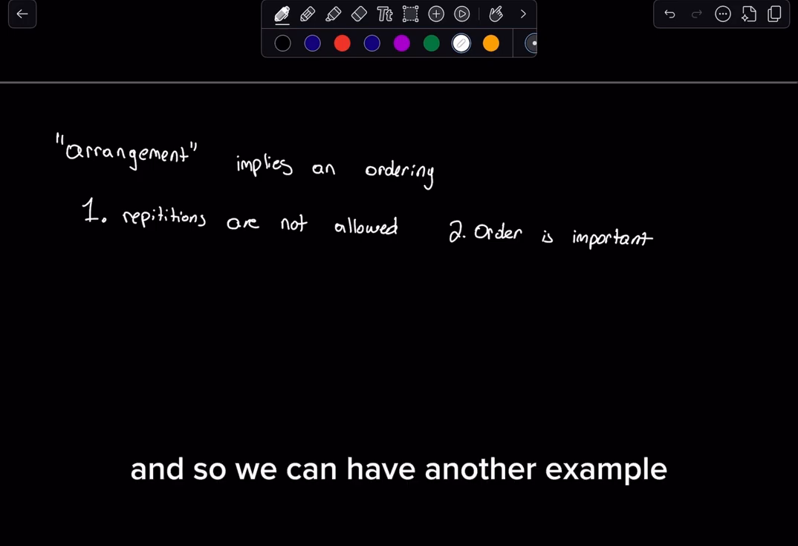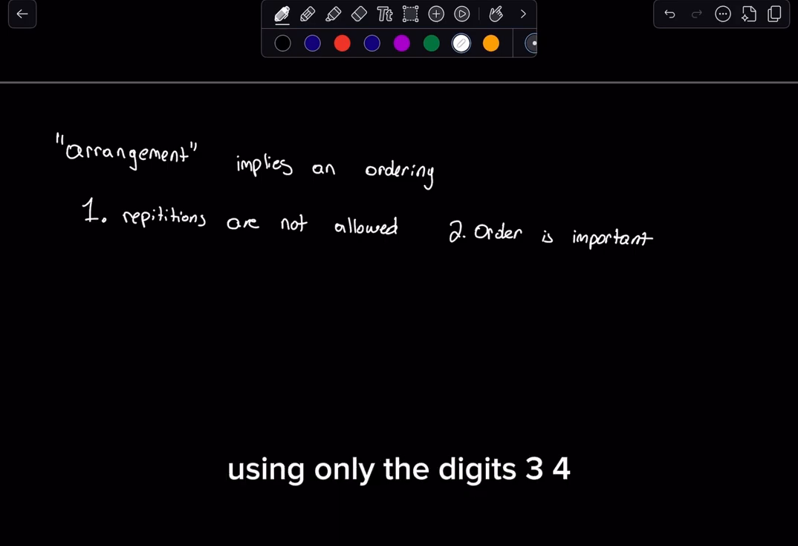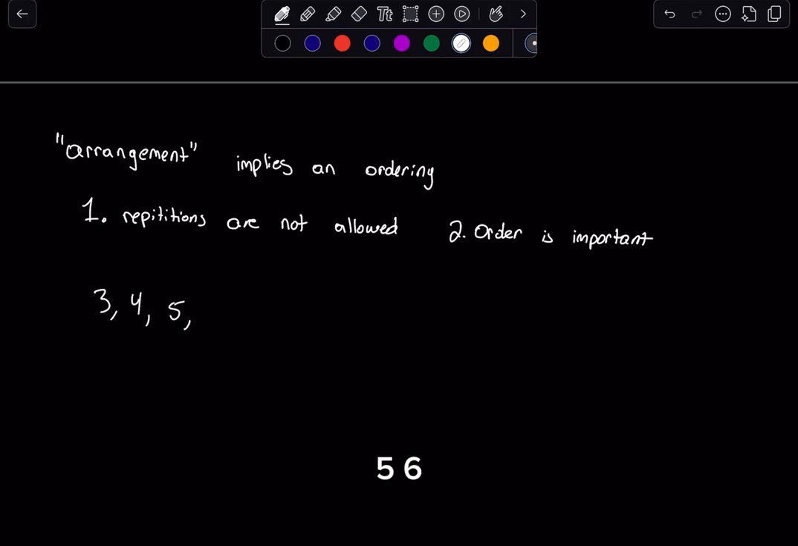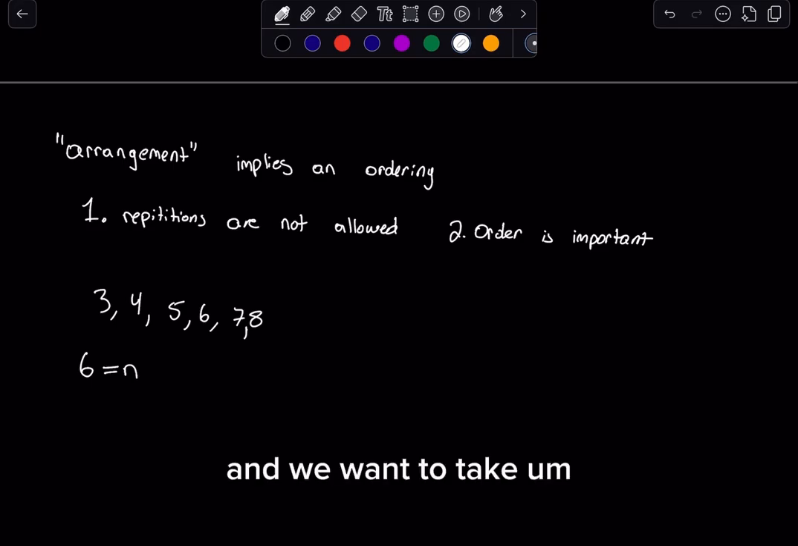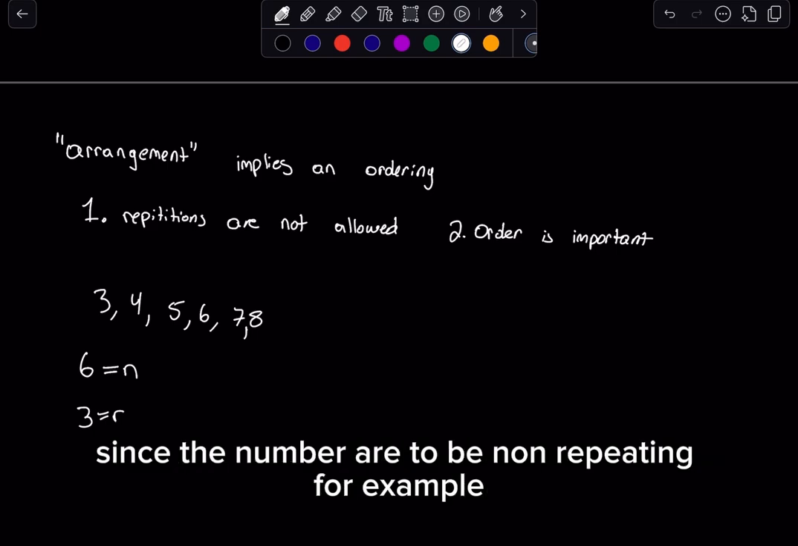And so we can have another example. How many non-repeating 3-digit numbers can be written using only the digits 3, 4, 5, 6, 7, 8? We have 1, 2, 3, 4, 5, 6 distinct objects. And we want to take 3 at a time for 3-digit numbers. So 3 is equal to r. And repetitions are not allowed since the numbers are to be non-repeating.